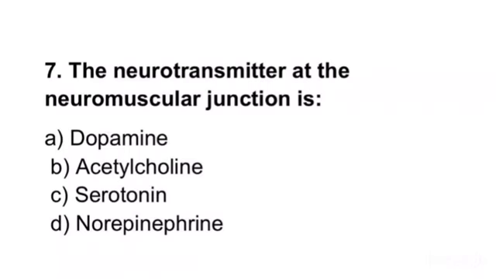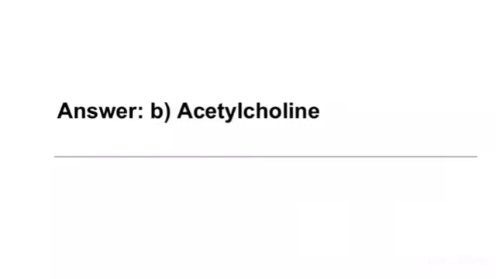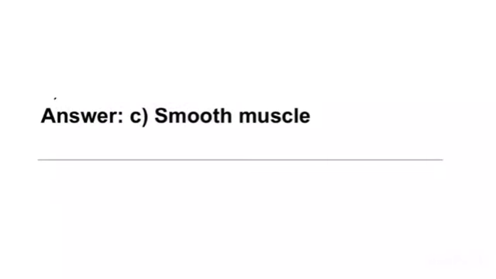7. The neurotransmitter at the neuromuscular junction is A. Dopamine. B. Acetylcholine. C. Serotonin. D. Norepinephrine. Answer: B. Acetylcholine. 8. Which type of muscle is involuntary and non-striated? A. Skeletal muscle. B. Cardiac muscle. C. Smooth muscle. D. Intercostal muscle. Answer: C. Smooth muscle.